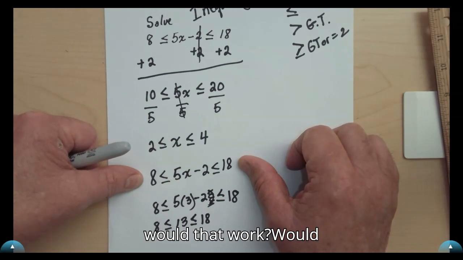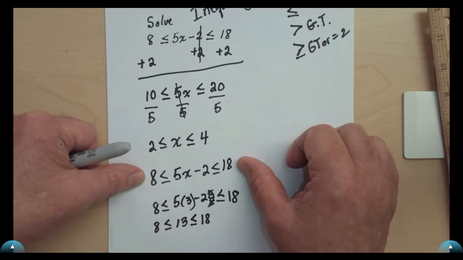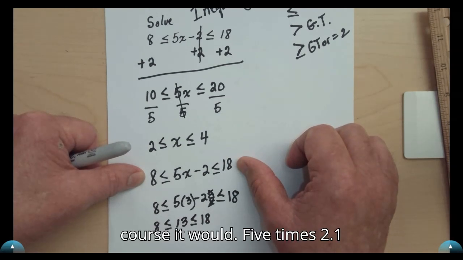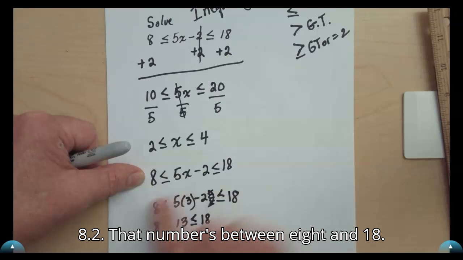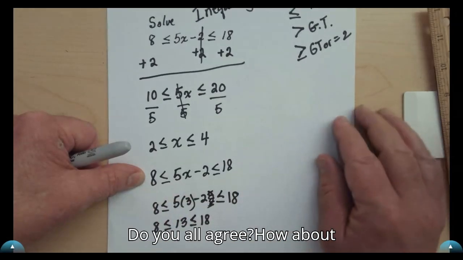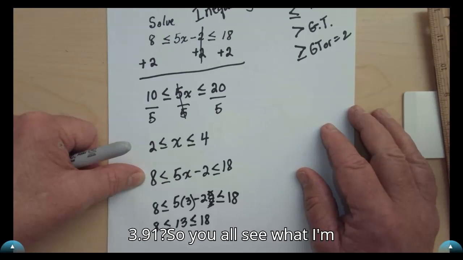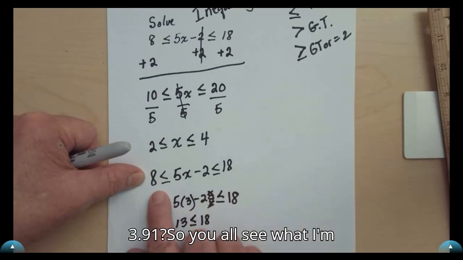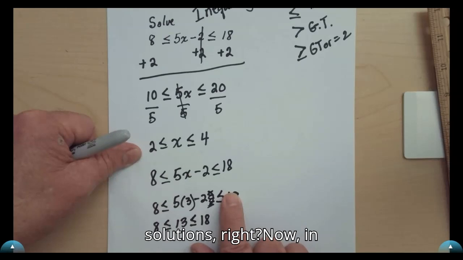2.1? Would that work? Would 2.1 make this true? Of course it would. 5 times 2.1 is 10.2. 10.2 minus 2 is 8.2. That number's between 8 and 18. Do y'all agree? How about 2.11? How about 2.01? How about 3.999? How about 3.91? Y'all see what I'm saying? We've got infinitely many solutions, right?